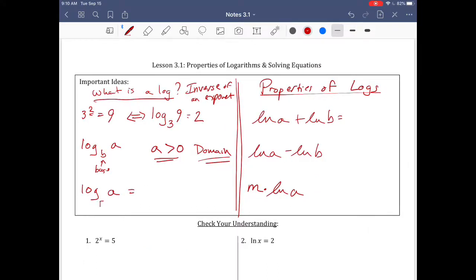And then the other thing we talked about, remember, when there's no explicitly written base here, it is a common log.